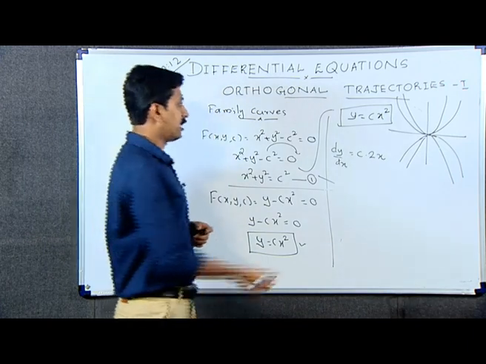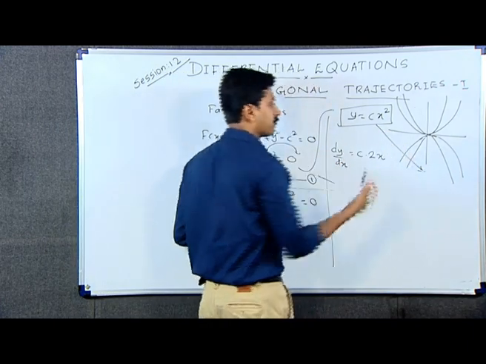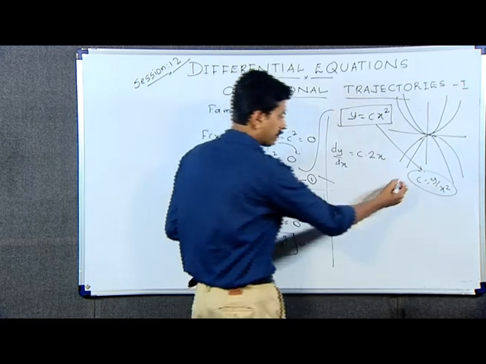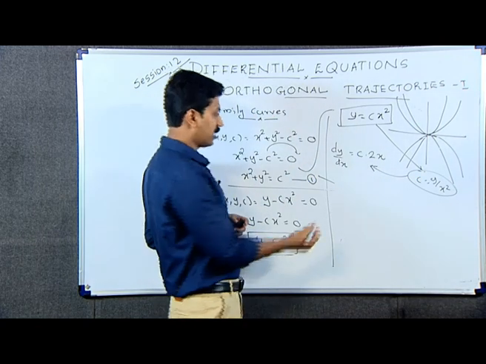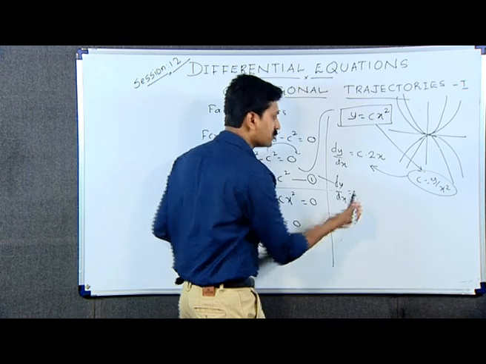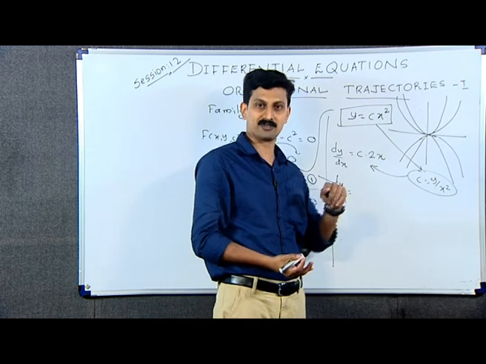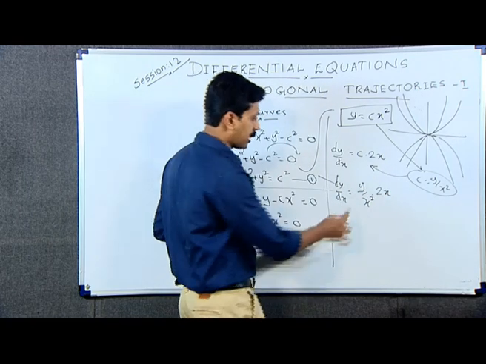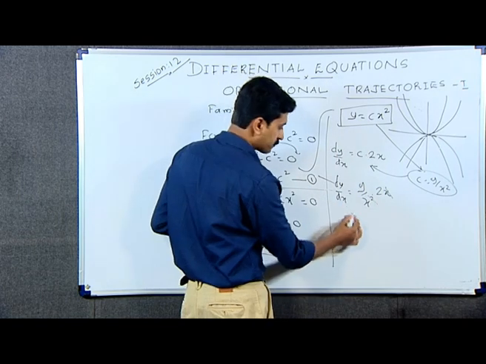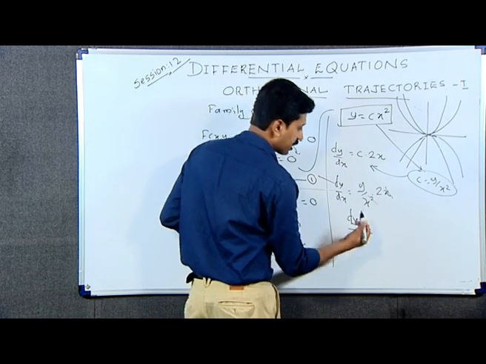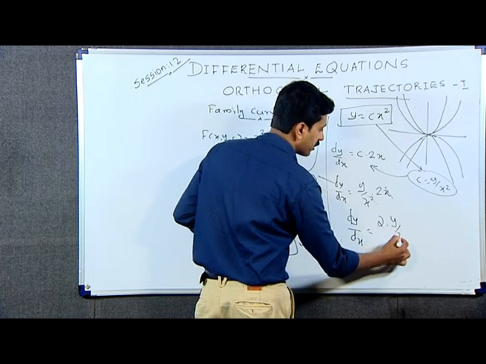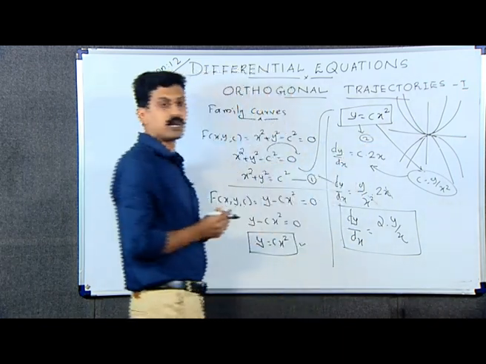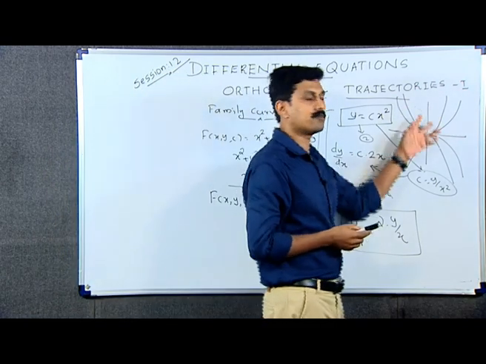From the equation of the parabola, we have c is equal to y by x square. Replace the value of c here. What will happen? Here dy by dx is equal to, instead of c we replace the value as y by x square, so this is y by x square into 2x. We can cancel x and x from here. So, after all we have dy by dx is equal to 2y by x. This is a differential equation corresponding to the collection of all parabolas which are symmetric about the y axis.